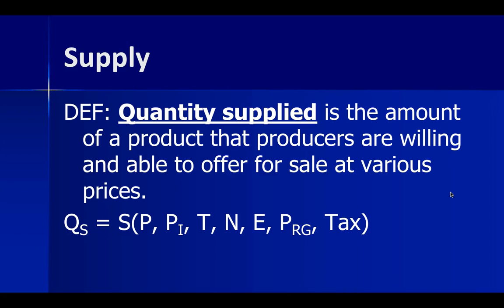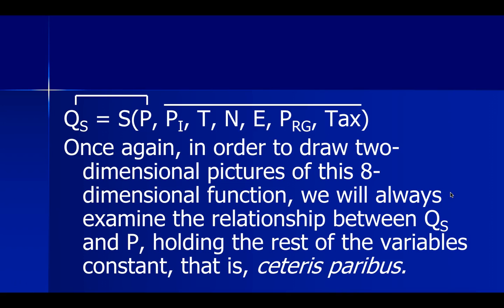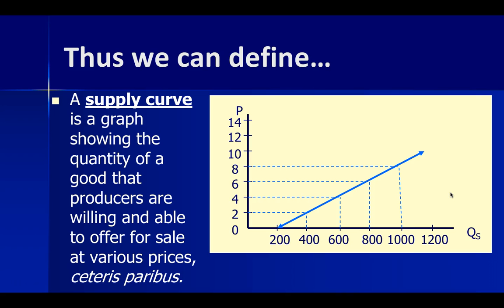And again, just like the demand function, this is an extremely complicated relationship that would be difficult to analyze with all of these different independent variables. So we focus on the important relationship between price and quantity supplied, while again assuming that all of the other factors are ceteris paribus, that is, held constant. And again, this allows us to think about a two-dimensional picture of the relationship between price and quantity supplied, which we refer to as a supply curve. Again, if price is $8, this supply curve shows me that this group of producers would want to sell 1,000 units. If price falls to $6, this same group of producers would now want to sell only 800 units, and so on.